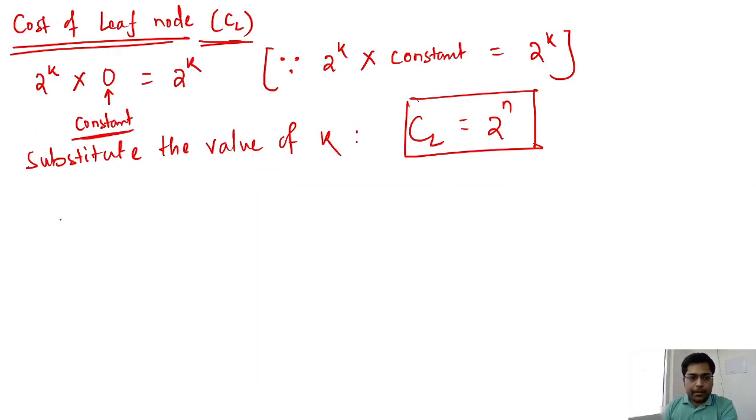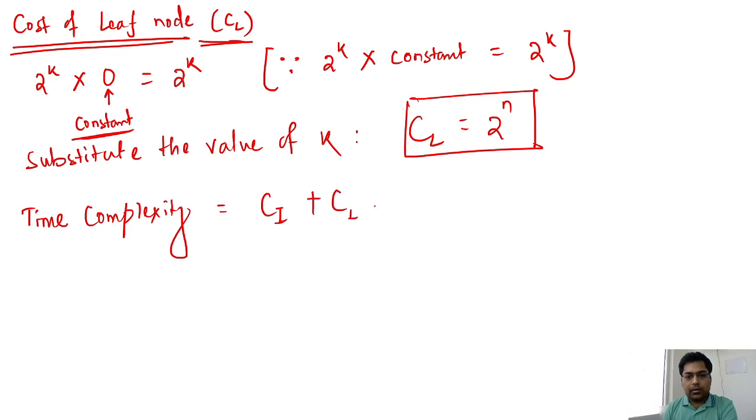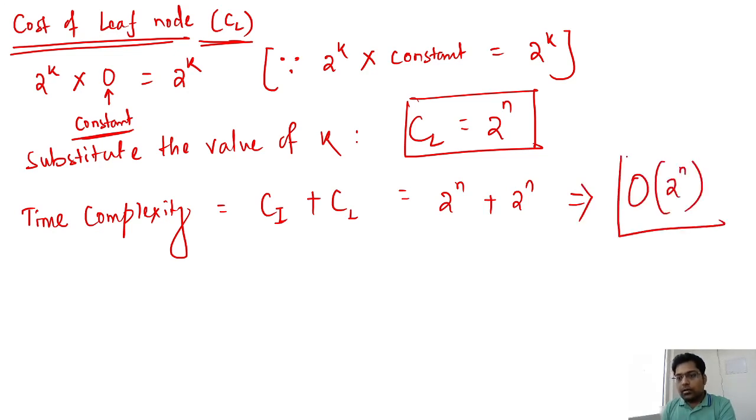Next, we can write time complexity. Time complexity will be C of I plus C of L, which is 2 to the power n plus 2 to the power n. You can say it could be better, we can write 2 to the power n. Just 2 into 2 to the power n is equivalent to 2 to the power n, and 2 into 2 to the power n we are writing it.